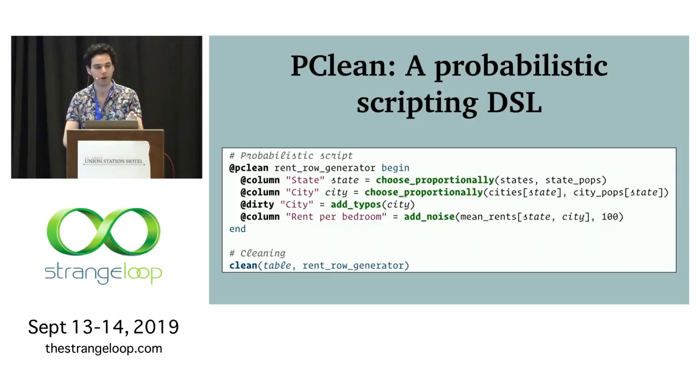We've just told it what we know, and it's going to automatically weigh all three of those factors to come up with an answer. But like I said, there's still something unsatisfactory about this, which is that we had to hard code a number of things. We had to hard code the state populations. We had to hard code the city populations. We had to hard code the mean rents. And we also hard-coded this number 100, which is sort of how much do rents vary within a city.